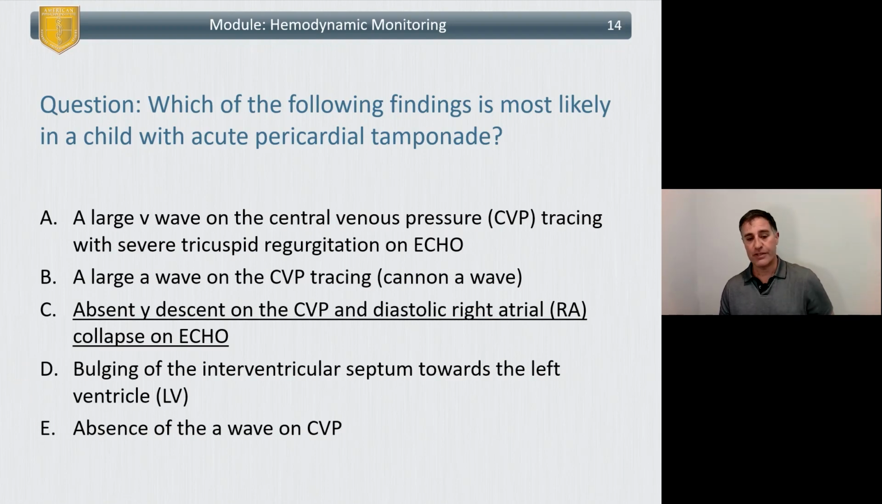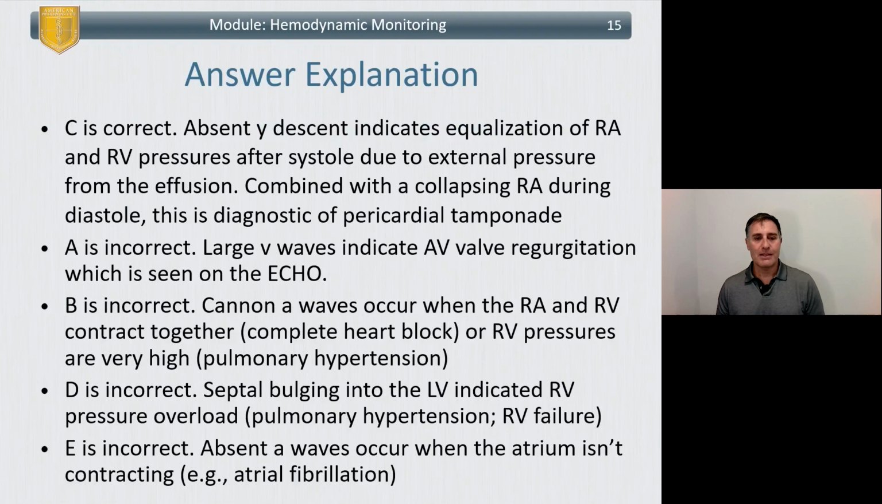Okay, and the correct answer there is C. So absent Y descent and then the collapse of the RA on the echo. So this is really meant to get at use of CVP and echo in terms of picking up hemodynamic variables on a patient. So absent Y descent, basically the Y descent, as I'm going to show you on the CVP in a second, is the descent that's occurring after the ventricle contracts, leading up into the atrial contraction.